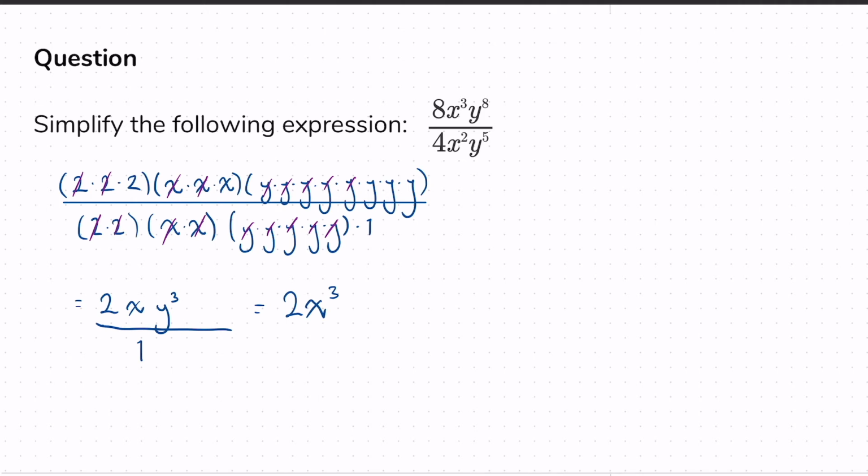Now an easier way to think about this is 8 divided by 4 is 2. x to the 3 take away 2 is 1. And then 8 take away 5 is 3. And there is the expression simplified.